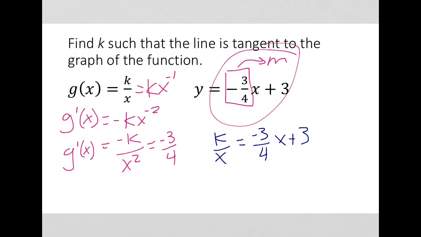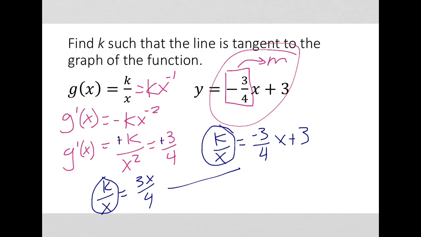So I am going to get, well, let's do this first. And also notice I have a negative and a negative, giving me positives. So if I multiply by negative 1 on both sides. So now I'm going to multiply by x on both sides to get k over x equals 3x over 4. Maybe you see why I did that. Oh, hey, look, k over x and k over x. So I can set these two branches equal to each other.